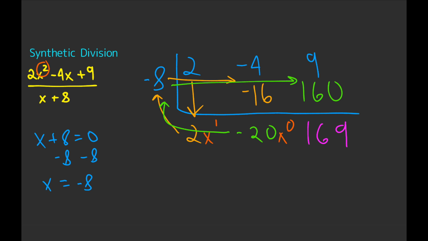So really quick, we're going to simplify it. We don't need to write the 1 in x to the first power, so we're just going to write 2x minus 20. X to the 0th power is the same as 1. 1 times negative 20 is negative 20. We don't need to write the x to the 0th power. And finally, we have our remainder, 169, and we're going to write our remainder over our divisor, x plus 8. And that is our final answer.